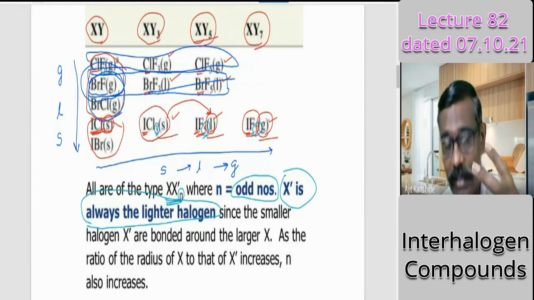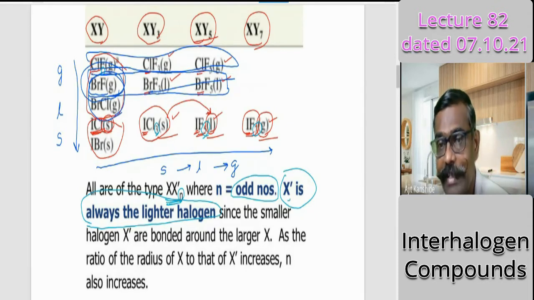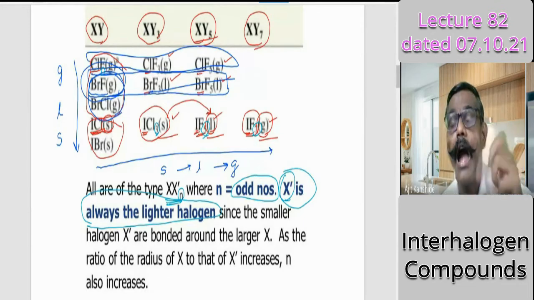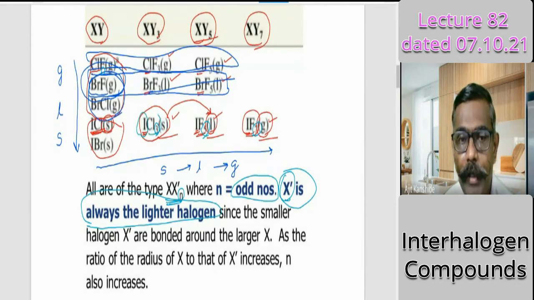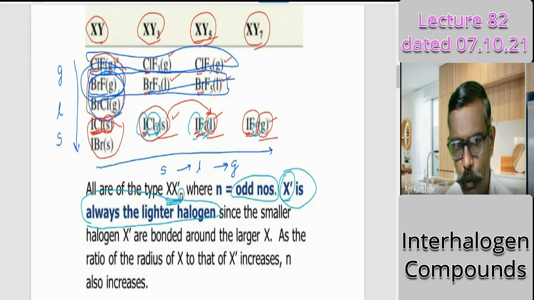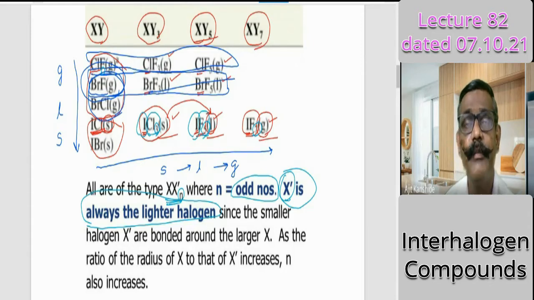Sorry, it is X dash actually, not X. X dash, the peripheral halogen atom, is the lighter halogen atom. Compared to iodine, chlorine is lighter. Compared to iodine, fluorine is lighter. That's the meaning of that statement.